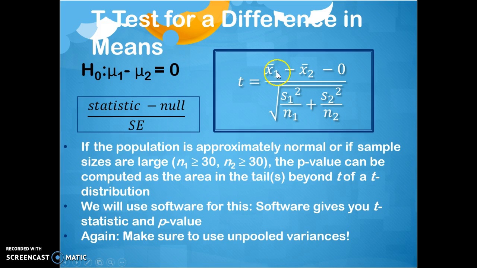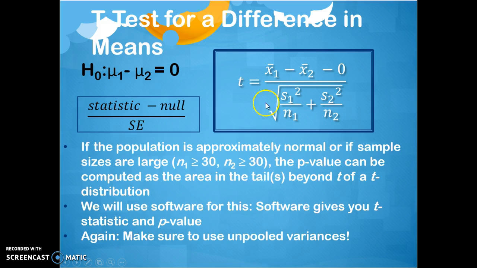The formula, if you just pick this apart, should be pretty straightforward. This sample statistic is the difference in means here. The null value is 0. That's what we care about here, 0. And this is the formula from before to estimate the standard error for a difference in means. And again, to use this, we need both sample sizes to be greater than 30, or for both of the samples to look normally distributed.